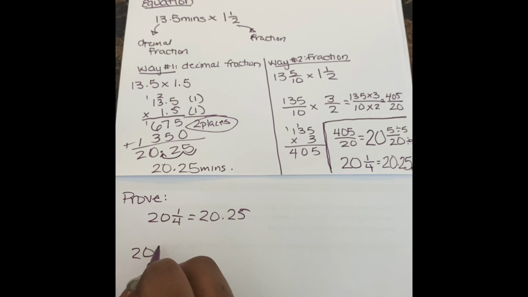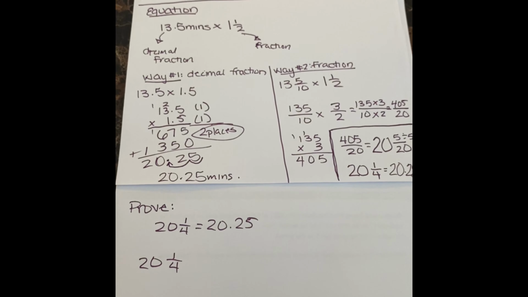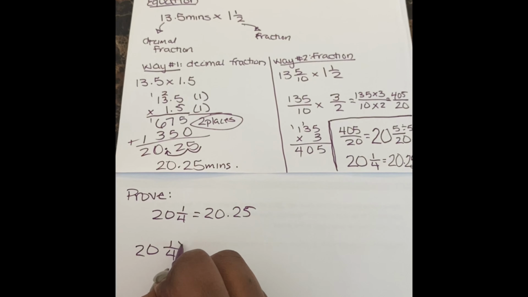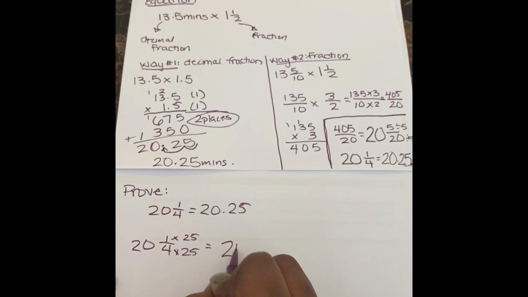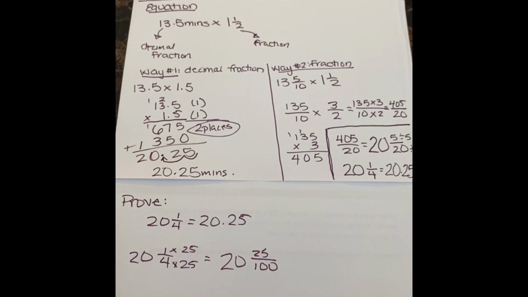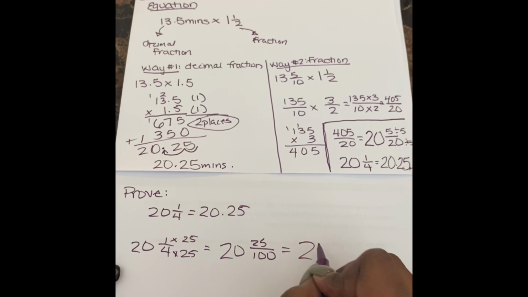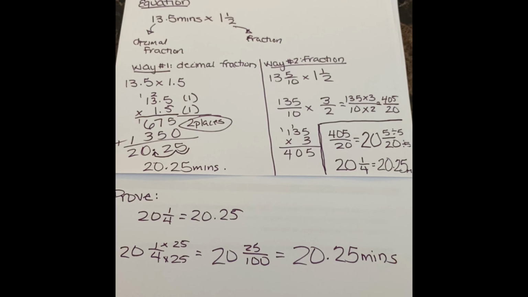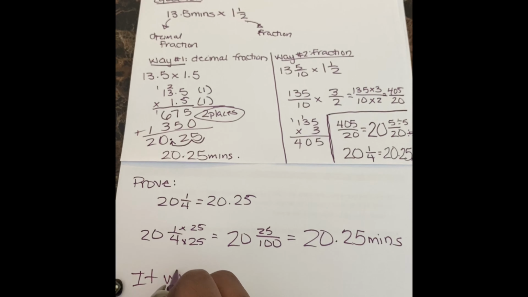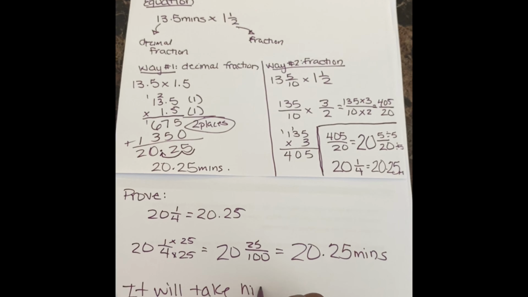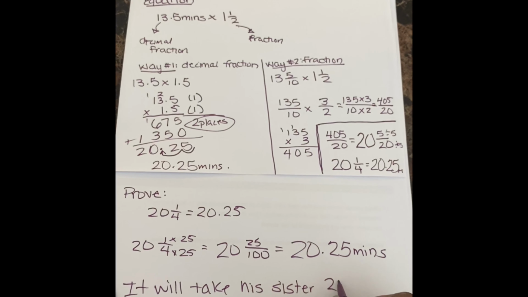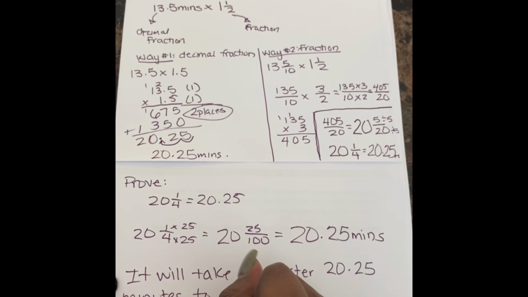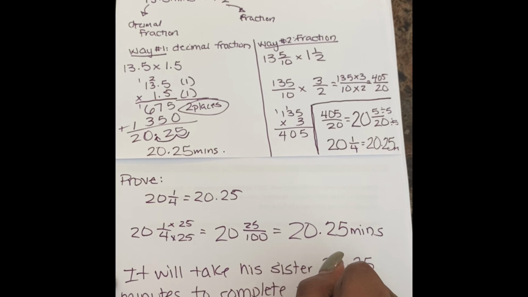So 20 and 1/4 we can change to a fraction with a denominator of 100. We know that 4 times 25 is 100, so 1 times 25 is 25. So I'm going to get 20 and 25 over 100. If I change that back into a decimal, I'm going to get 20.25 minutes. So this concludes that it will take his sister 20.25 minutes to complete the race.